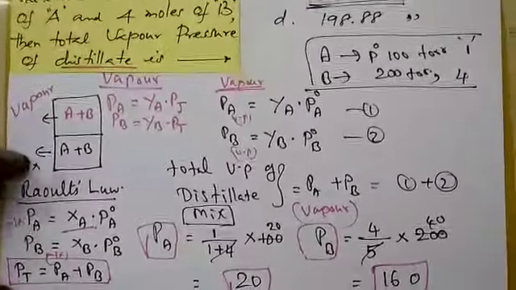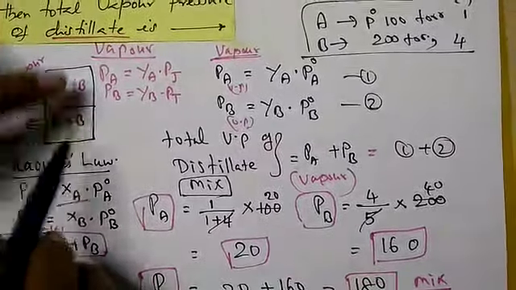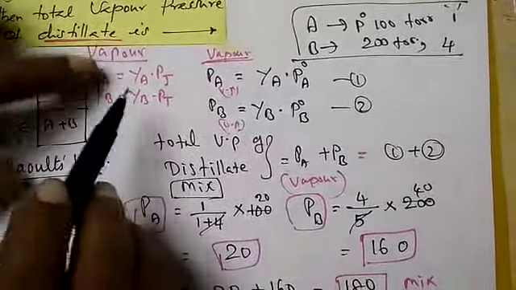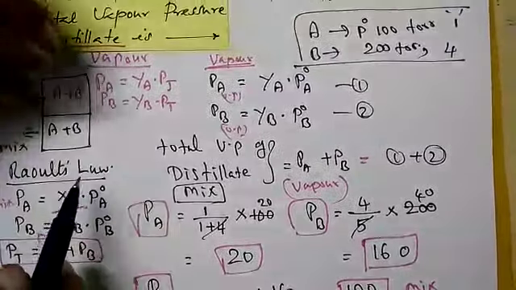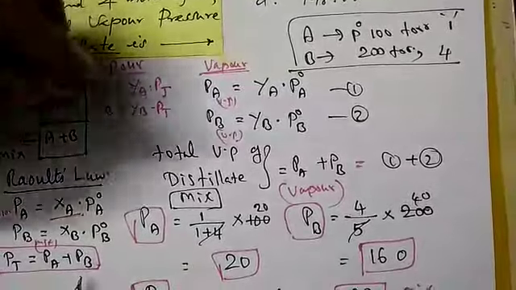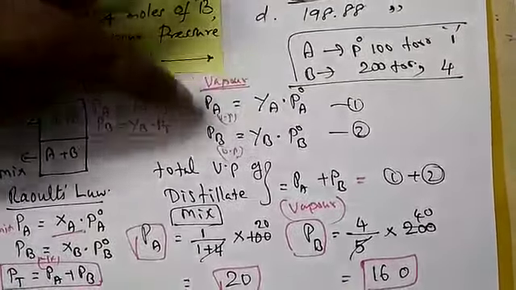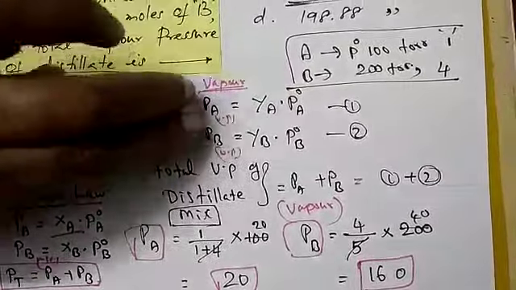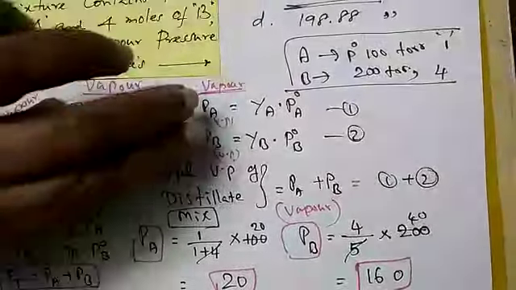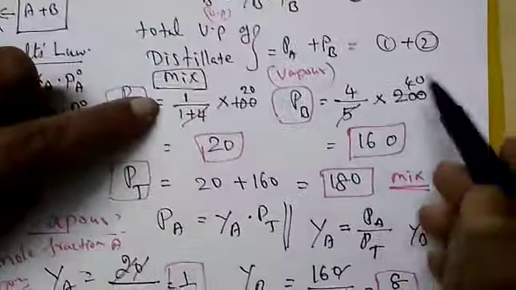So children, what is the knowledge here? First, using Raoult's law you calculate PT. With the knowledge of PA, PB and PT, you calculate YA and YB, the mole fractions of A and B in the vapor condition. From the mole fractions, you calculate PA and PB in the vapor phase. Then finally, you add both and you get the answer.